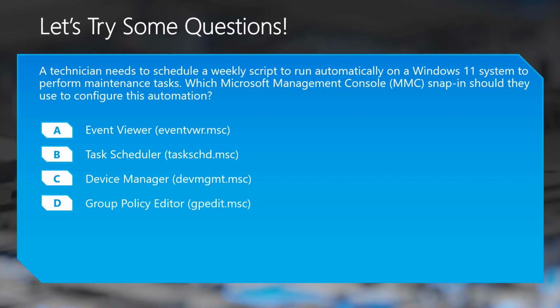All right, a technician needs to schedule a weekly script to run automatically on a Windows 11 system to perform maintenance tasks. Which Microsoft Management Console snap-in should they use to configure this automation? And then, is it A, B, C, or D?